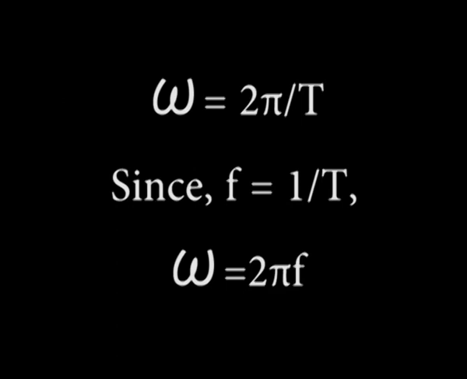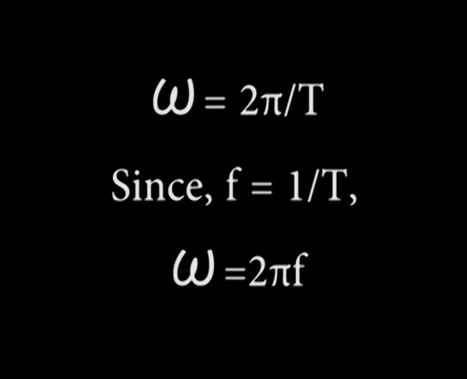When a phasor rotates through 2 pi radians, one complete cycle is traced out. Therefore, the time required for the phasor to go through 2 pi radians is the period of the sine wave. Because the phasor rotates through 2 pi radians in a time equal to the time period T, the angular velocity can be expressed by this expression: omega is equal to 2 pi over T. Since f is equal to 1 over T, omega becomes equal to 2 pi f.